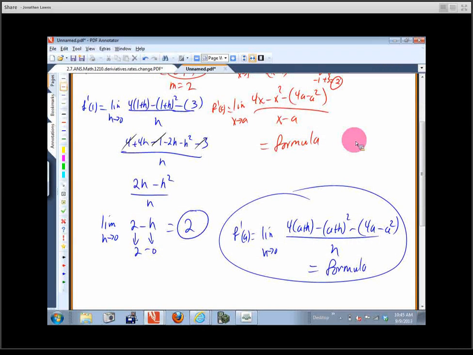Okay, let me go ahead and do this one. Let's finish this off and see what we end up with. So this would be 4x minus x squared, minus 4a, plus a squared, over x minus a.